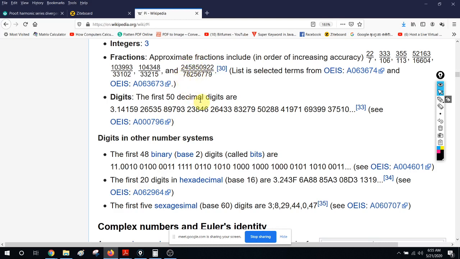So what happens in your school? Your teacher taught you that pi is 22 by 7. You can see 22 by 7, 333 by 106, 355 by 113. So you were taught that pi is 22 by 7. You were never told that 22 by 7 is a closer value to pi.